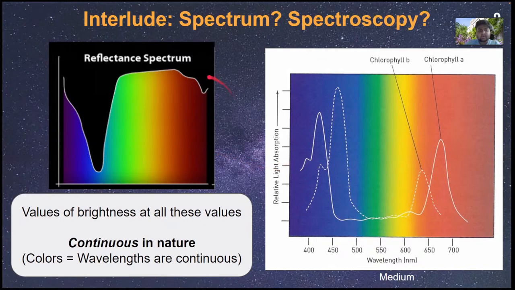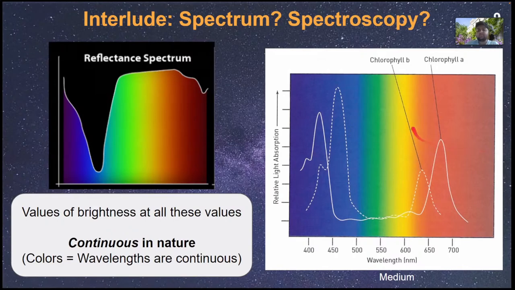So there you see a reflected spectrum of a leaf, which, as you can see, sort of peaks in the green, which makes sense because we see that leaves are green and not blue, so they're absorbing most of the blue light. The reason this is useful is that the behavior of the intensity of light at different colors is different for different compounds.